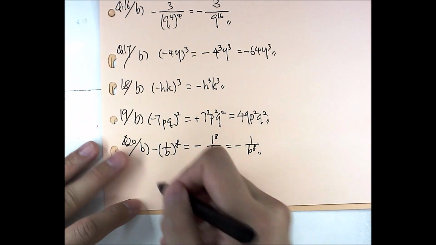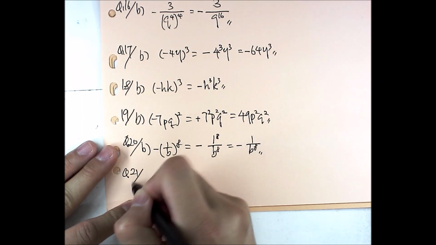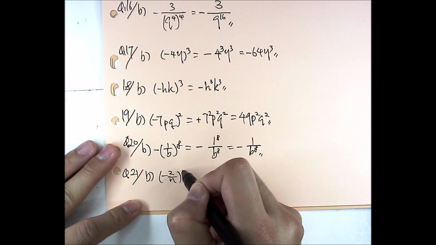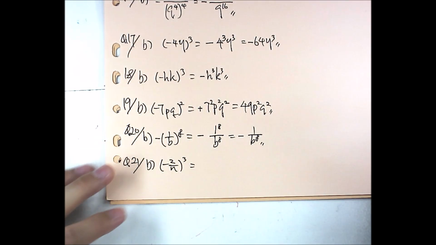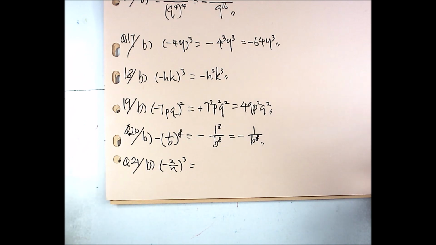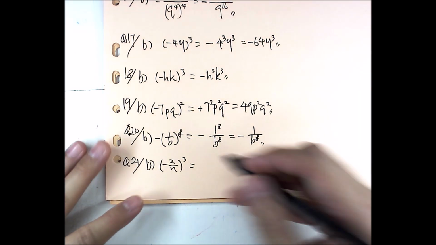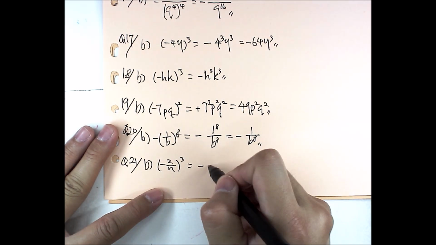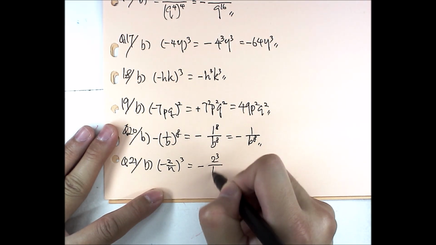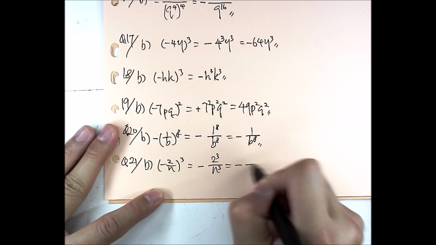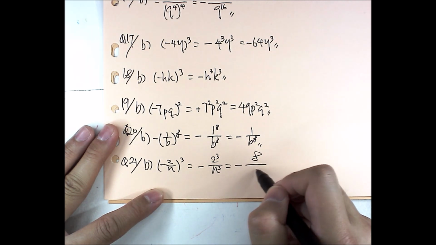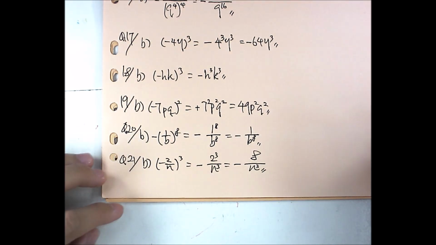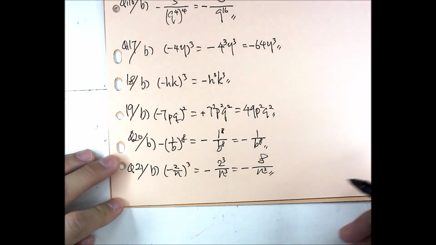Okay? So, keep going. 21b, minus 2 over n to the power 3. So, you see, the minus sign inside the bracket, right? But because here is a 3, you keep the minus. The result is minus, understand? So the 2 to the power 3, n to the power 3. Keep the minus, and then this is minus n to the power 3, understand?